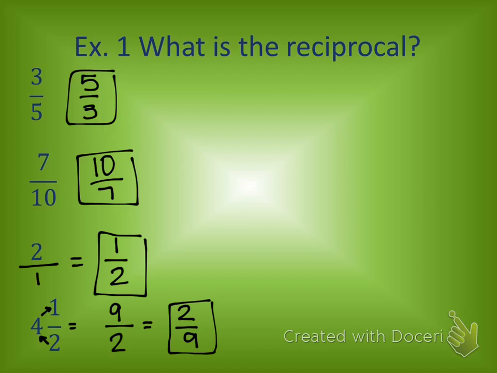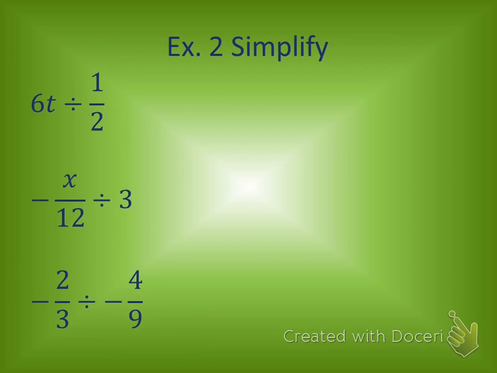So now, once they give us an example, we know exactly what to do. Remember, keep, flip, change. What am I going to keep in this first problem? Exactly. We are going to write this as a fraction, and I'm keeping the first term, which is 6t/1. Next step is flip. What am I flipping in this problem? 1/2. And what is 1/2's reciprocal? 2 over 1. And what am I changing?